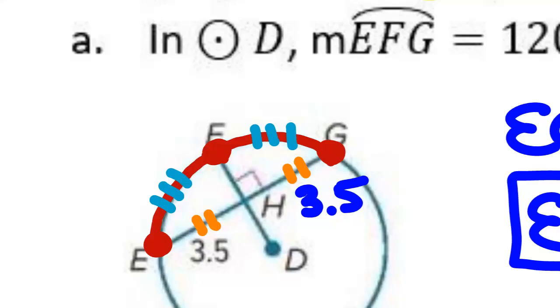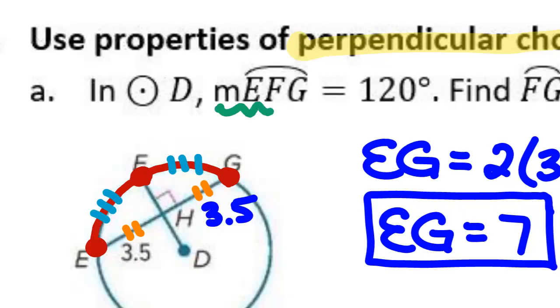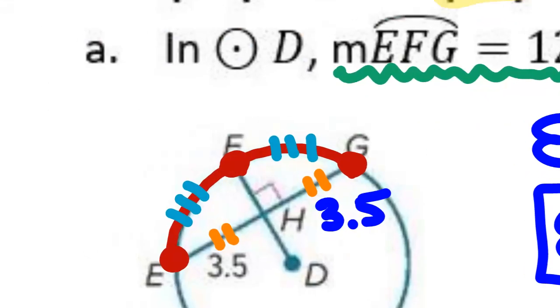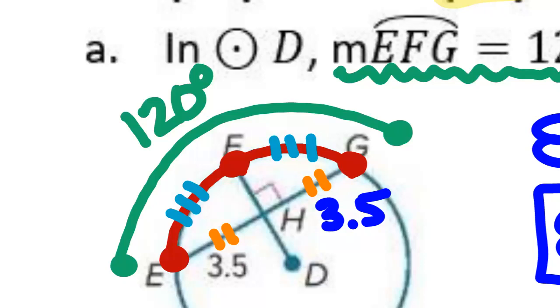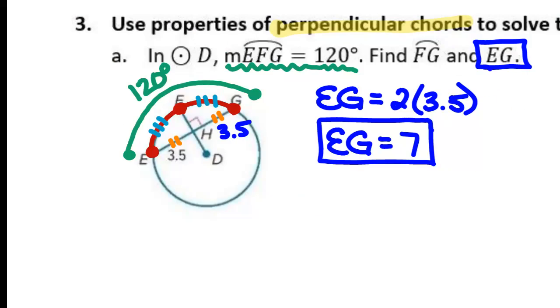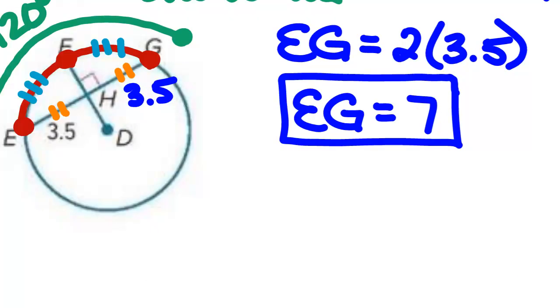Do they tell us anything about that size? Yeah, we have arc EFG is 120 degrees. So from E past F all the way over here to G is 120 degrees. Well, if that's true, how big is just arc FG?